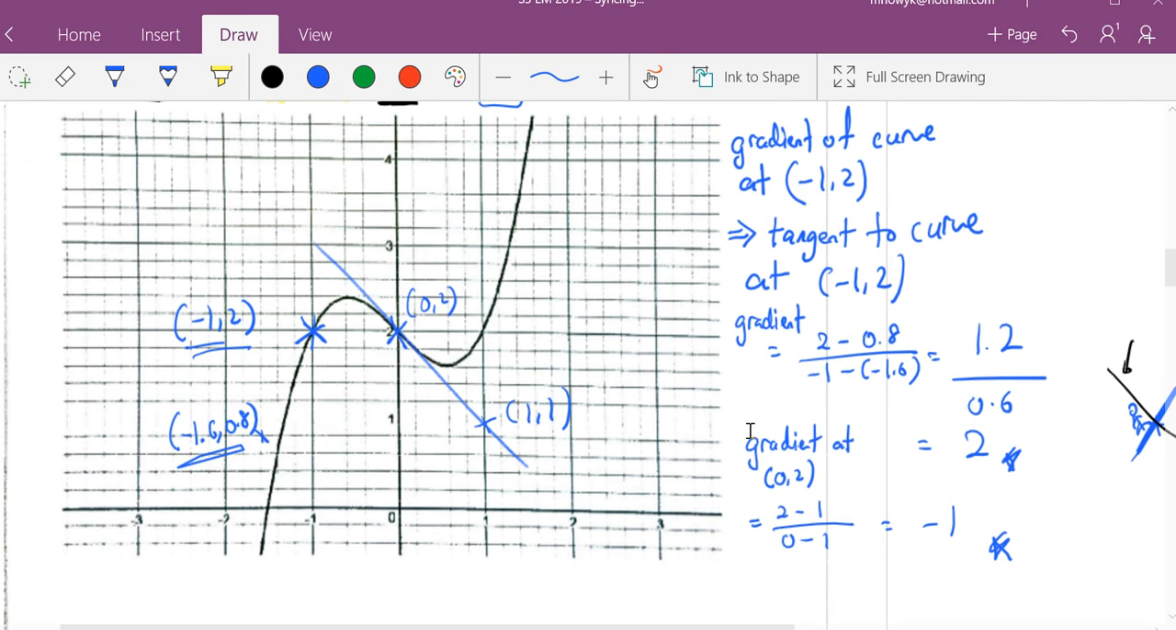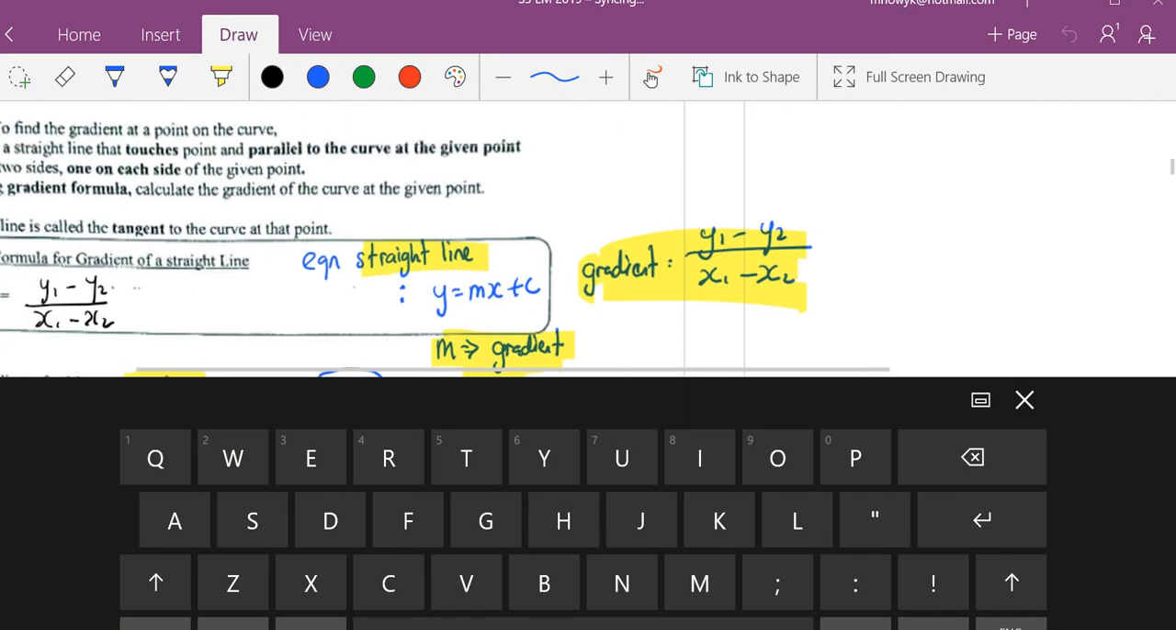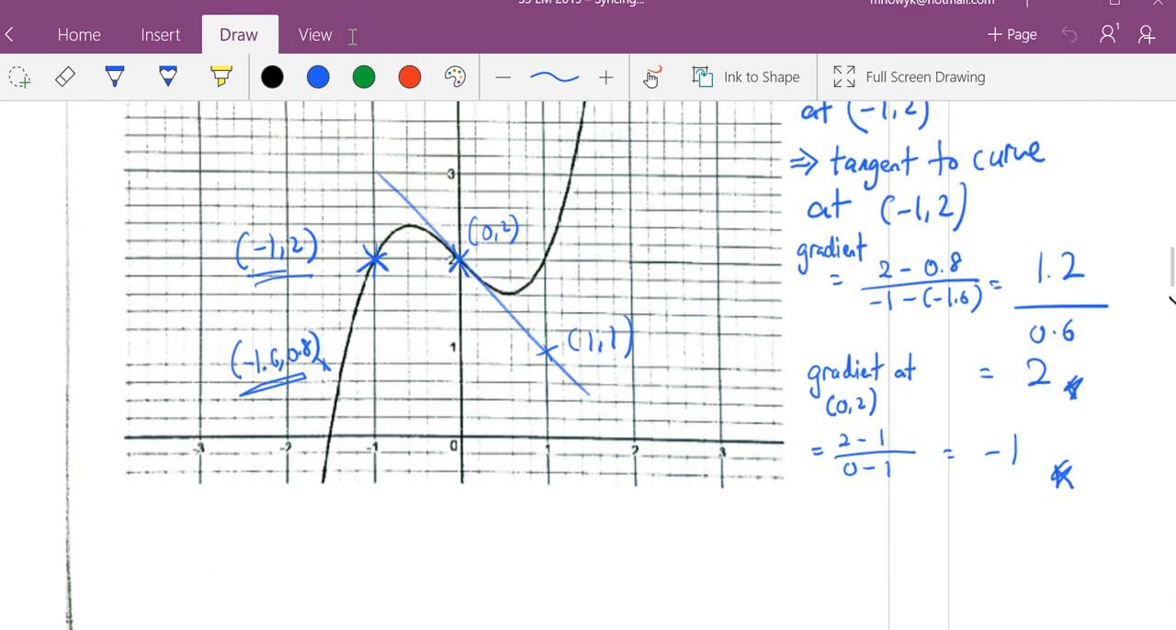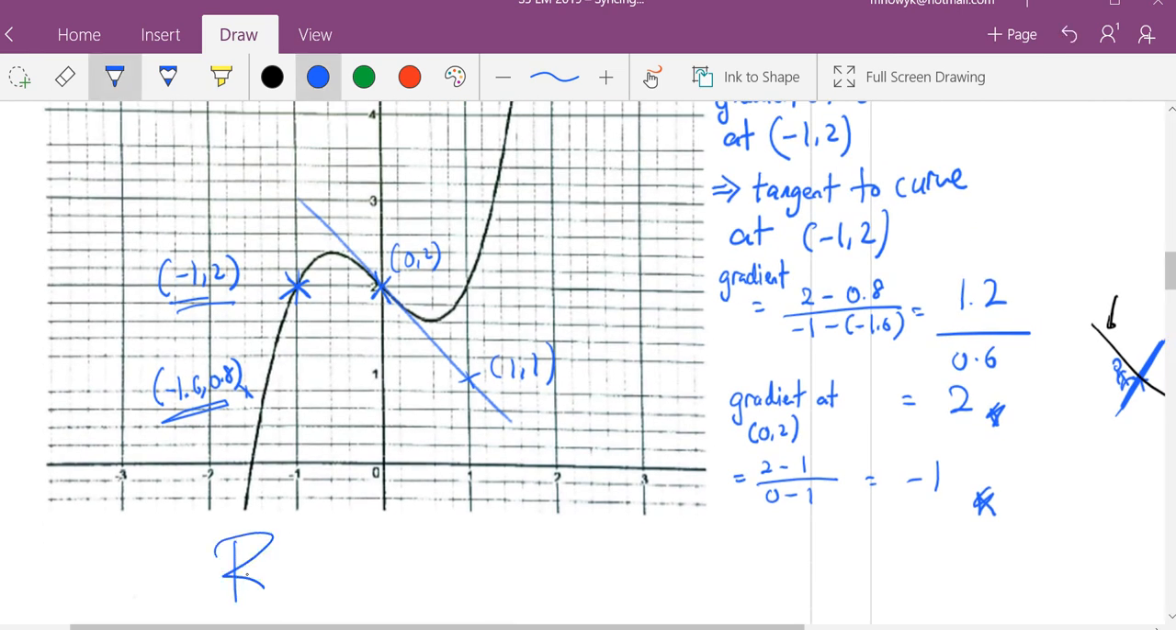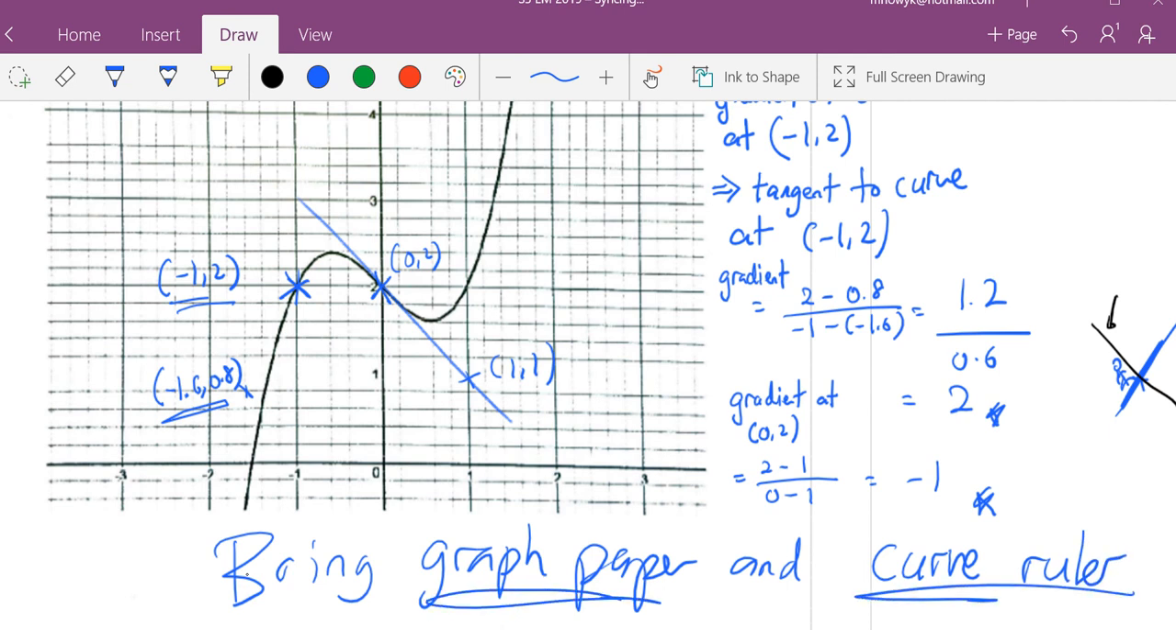Can I write down the instruction for tomorrow? Are you ready? Bring graph paper and curve ruler. Alright, everyone, this is what we're going to do tomorrow. So you're going to bring this tomorrow, then we will start. Okay?